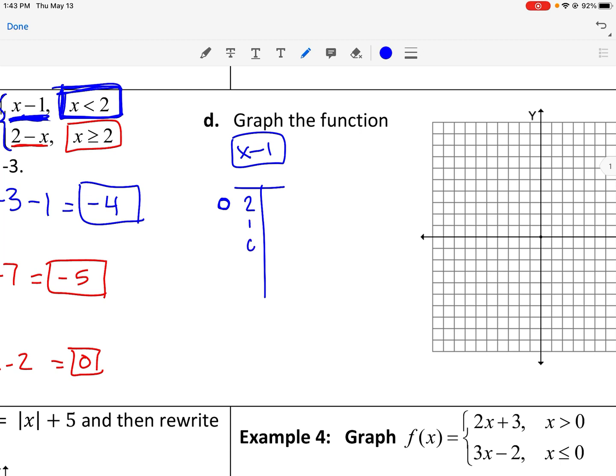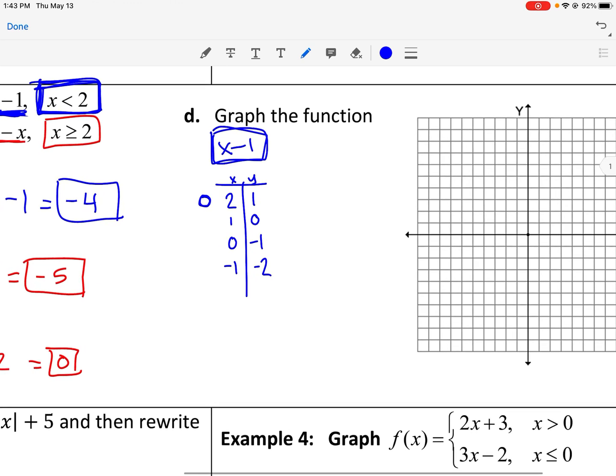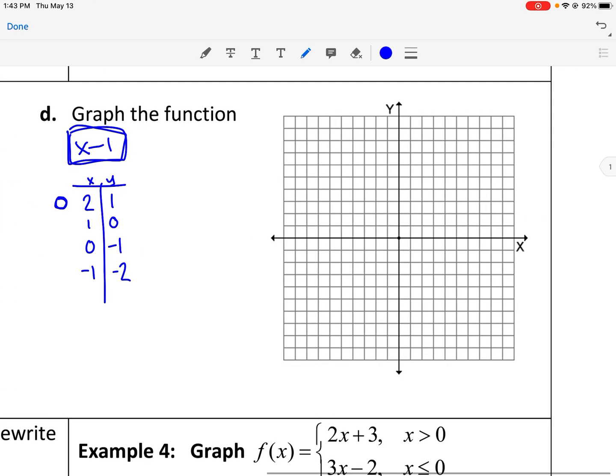And then I'm going to plug in some more x values that are less than 2. So like 1, 0, -1. Plug those all into my function. So I plug these all up into this function up here, x minus 1. So 2 minus 1 is 1. 1 minus 1. 0 minus 1. -1 minus 1. So all of those got plugged up into this function right here. And those are my y values.